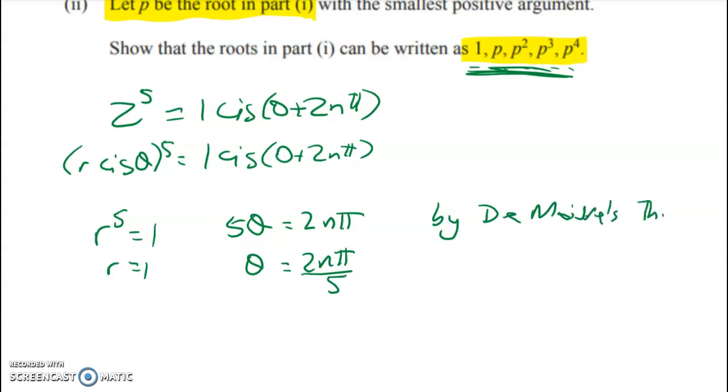Now that's probably actually not quite enough working. We'd better write it out like this. Okay, so just make sure you've got that line in there where you're showing that step. Because I know that you know what de Moivre's theorem is, but some marker is not going to know that you know what you're doing, so you have to show them.